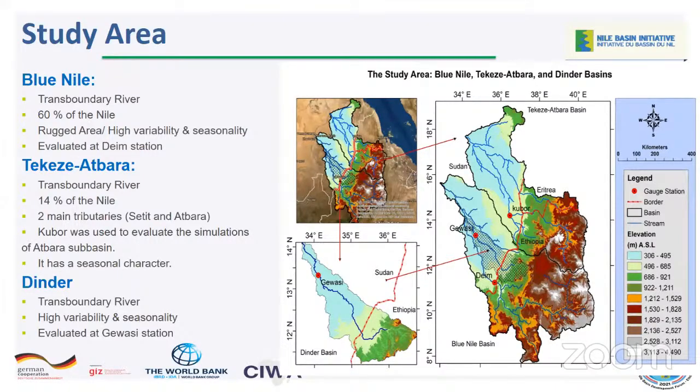The third one is the Dinder River Basin. It is the largest tributary of the Blue Nile in Sudan, and it originates from the Ethiopian plateau west of Lake Tana, and it has a seasonal character also. In this study, the Dinder is evaluated using Gwesi station, somewhere near the basin outlet here, as you can see.